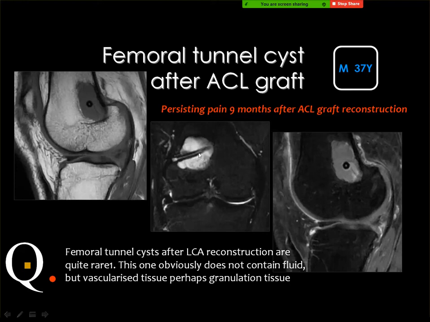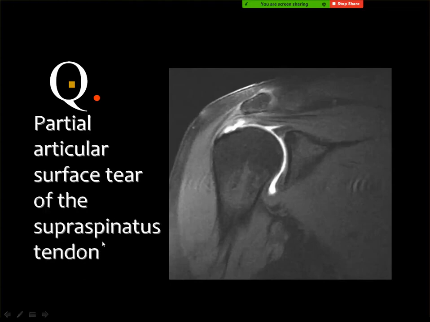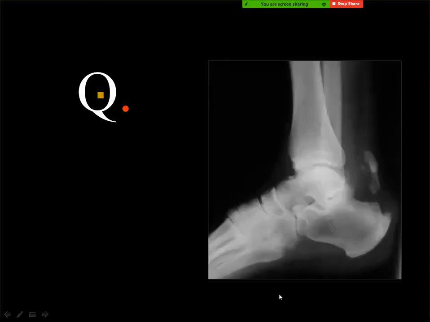The screw is good, and the tunnel cyst will heal spontaneously. But it is a known complication of ACL graft. This is MRI of the shoulder, and this is the acromioclavicular joint, and this is the articular tendinosis. Yes, and this is articular surface tear of the supraspinatus tendon. The upper fibers are intact, the lower fibers are disrupted.